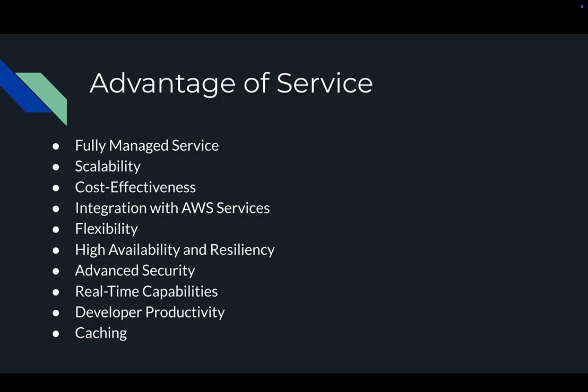Number 6, you have high availability and resiliency. It's built on AWS globally distributed infrastructure for reliability and uptime. Number 7, you have advanced security. It offers throttling. You can use IAM, Cognito, and DDoS protection that we just talked about in the last slide. It has real-time capabilities with WebSocket APIs, which, remember, is the two-way communication between the client and server.